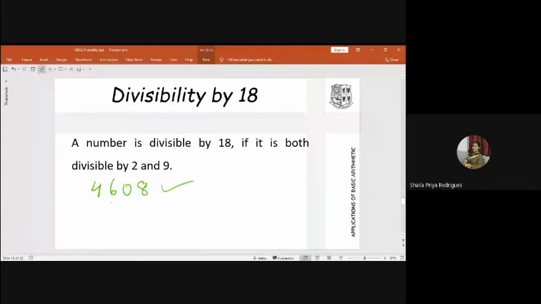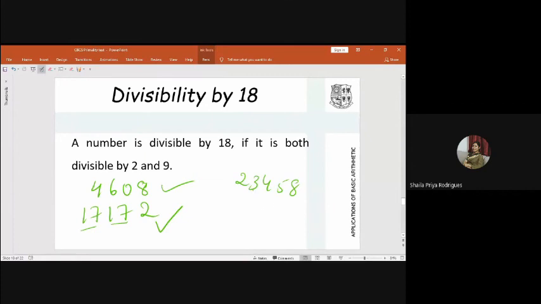17172. And what is the next one? 23458. Both are even numbers. Check the sum: 8 plus 8, 16, 18. 18 is divisible by 9, hence divisible by 18.